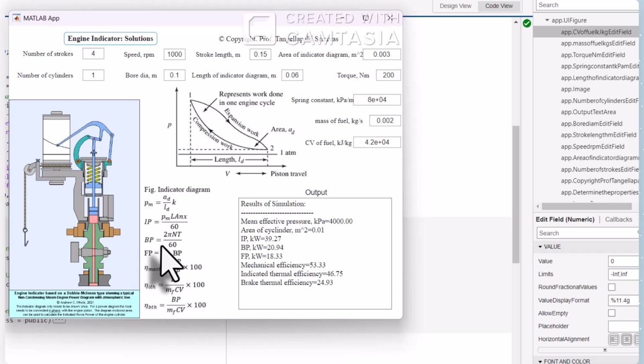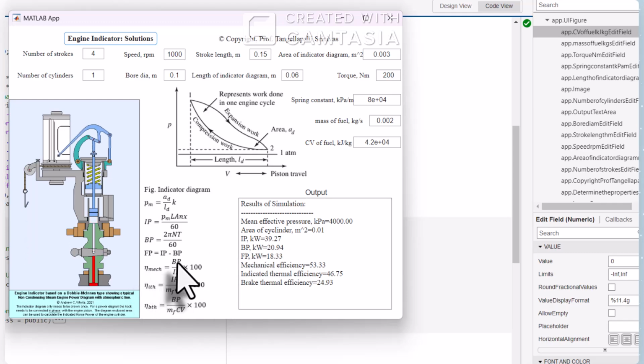Whereas the brake power is the product of torque into angular velocity, T into omega, that is 2 pi nT by 60, where n is the rpm and T is the torque. Since it is in kilowatts, we divided by 60,000 here. After substitution of speed 1000 rpm and torque 200 Newton meter, the brake power is 20.94 kilowatts. The friction power is the difference between the indicated power and the brake power. So that's coming as 18.33 kilowatts.